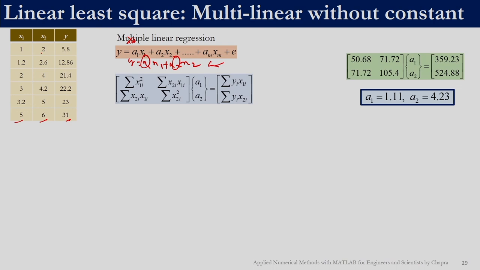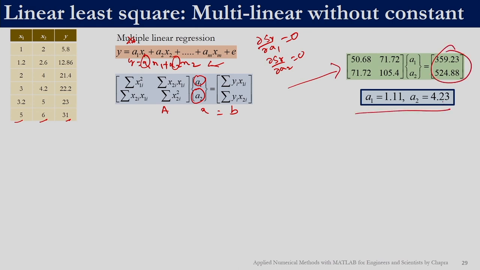So if you do dou SR by dou a1, dou SR by dou a2, and equate them to 0, you will get two linear equations in two unknowns a1 and a2. And if you write them in the conventional Ax equal to b form, this is what we will be getting. The matrix which we got is this one. This is the A matrix, this is the right hand side vector, and this was the solution.